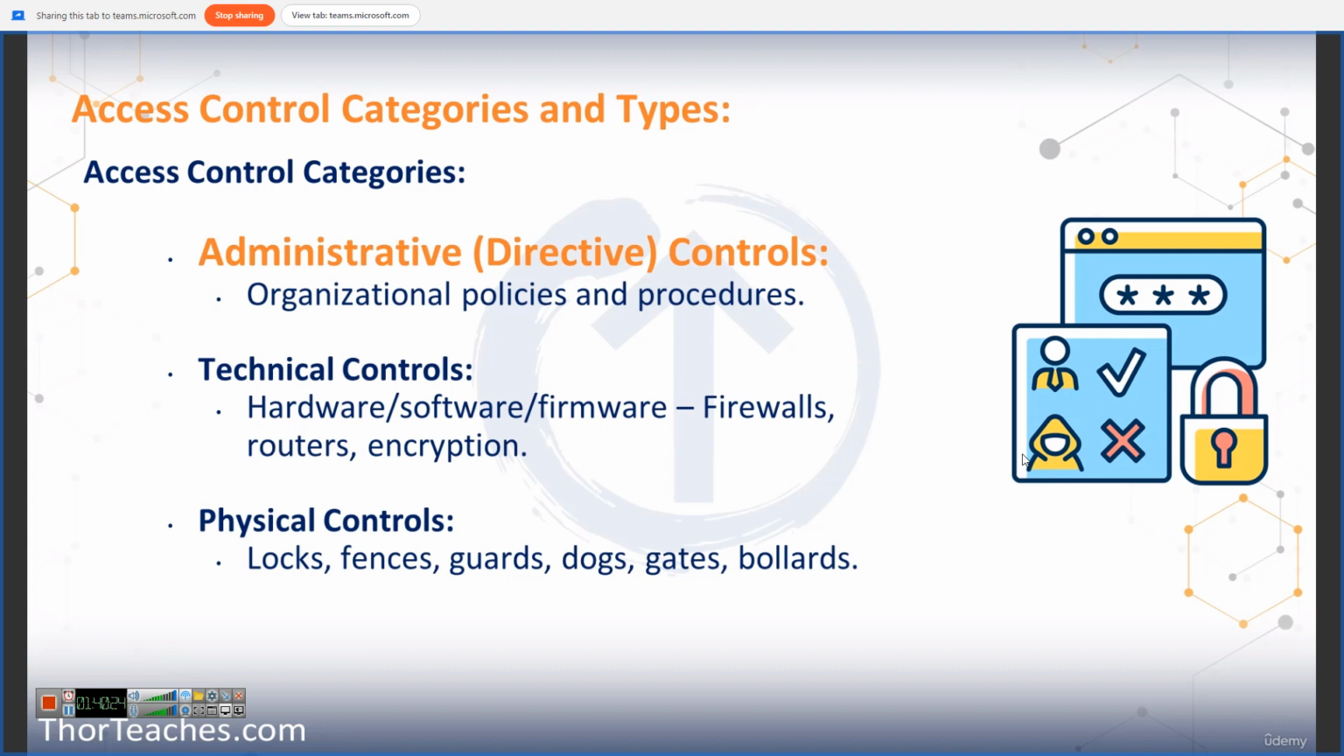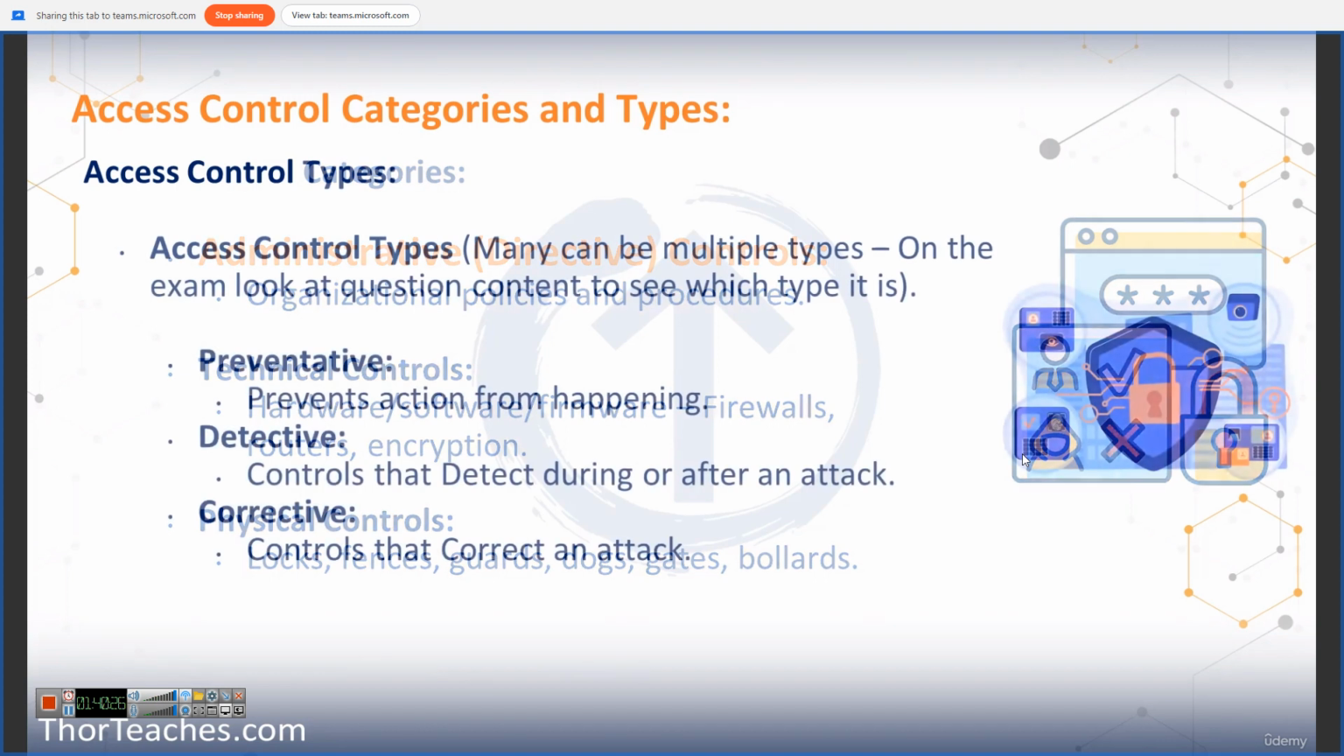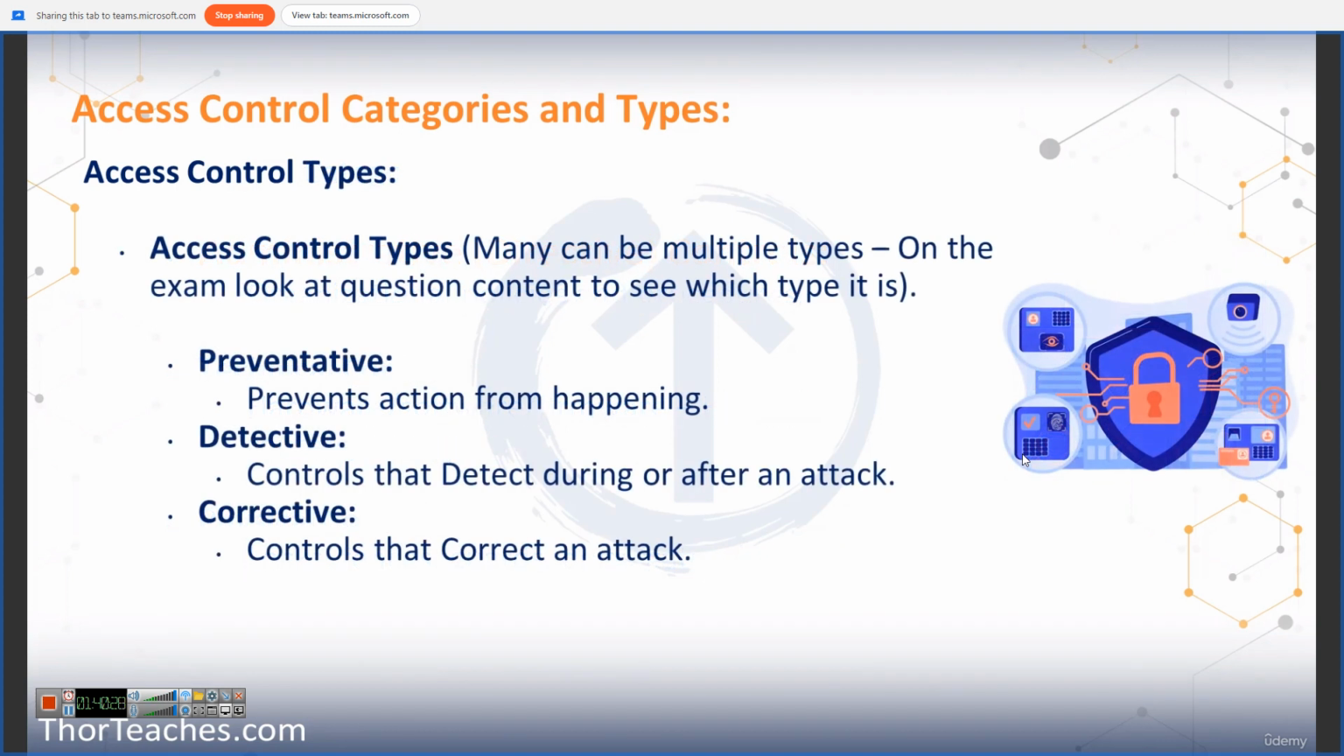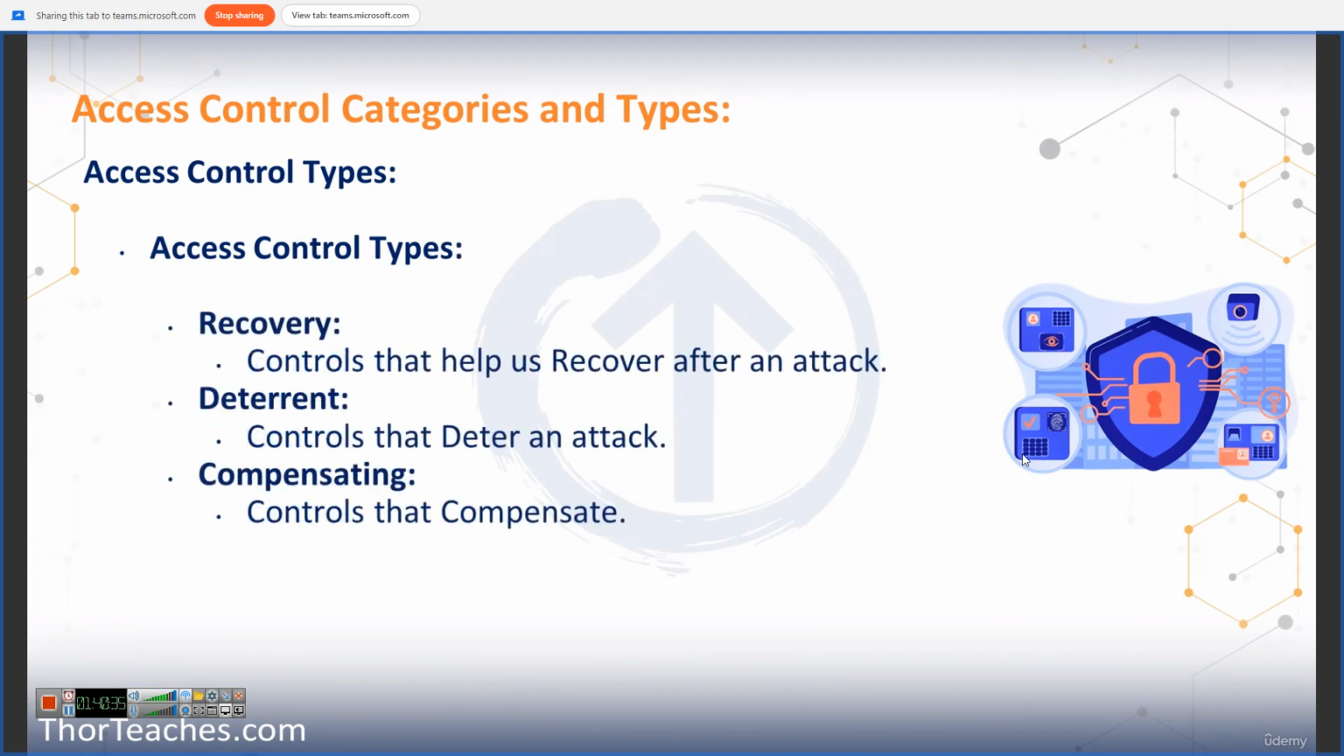We talked a little bit about the different control types. Preventative, it prevents something from happening. Detective, we detect something during or after an attack. Corrective, it corrects something. Recovery, helps us recover after an attack. Deterrent, it deters an attack. It doesn't stop it, but it makes it less likely to happen.